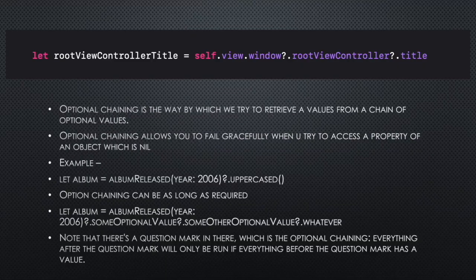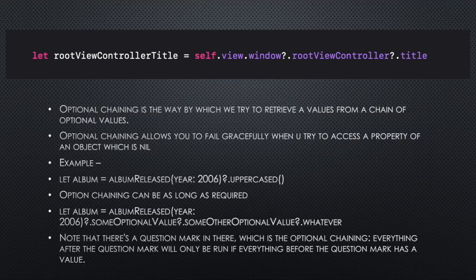Cool. Optional chaining. Optional chaining is a very important question, and it is being asked a lot these days. I have been asked this question multiple times. It's very simple. It is a way of retrieving values from a chain of optional values. It could be multiple optional values and you are getting values out of those optionals. That is why it is called optional chaining.